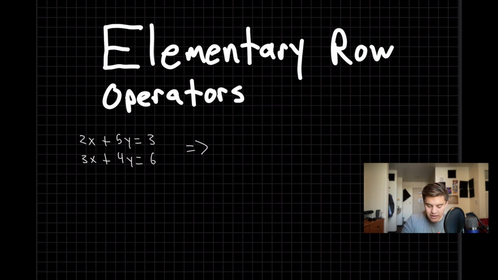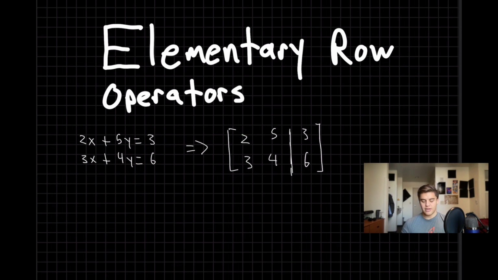There's this thing called an augmented matrix. You just take out the coefficients. So we have 2 for x, 3 for x, 5 for y, 4 for y. And then we draw a line where the equal sign is. Some people draw a dotted line, some people draw a full line, some people don't even draw the line at all. So this is our augmented matrix.